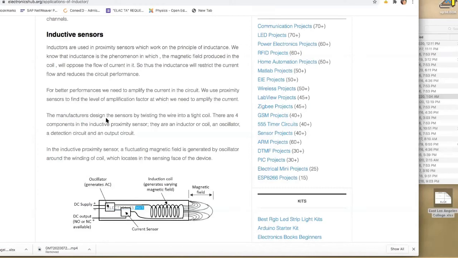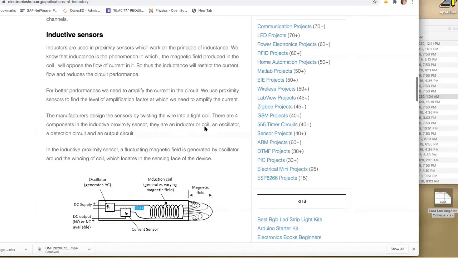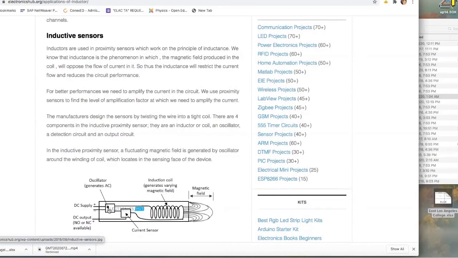The manufacturers design the sensors by twisting the wire into a tight coil like this one here. There are 4 components in the inductive proximity sensor. They are an inductor or coil, an oscillator, which is this guy, a detection circuit, and an output circuit. So you have the DC supply, the oscillator generates AC current here, then it goes to the coil, which generates a magnetic field, and then it comes back to the current sensor, and then DC output.